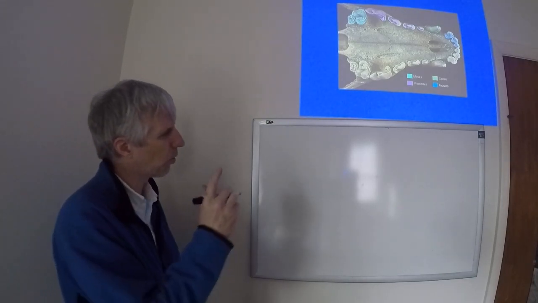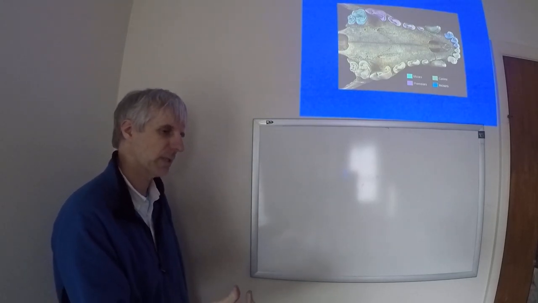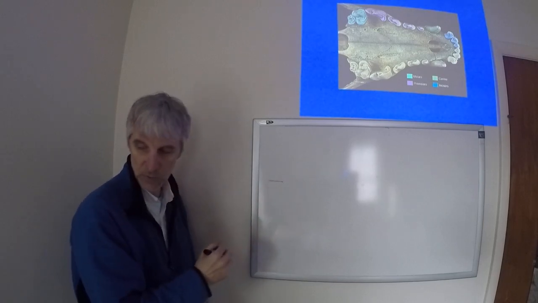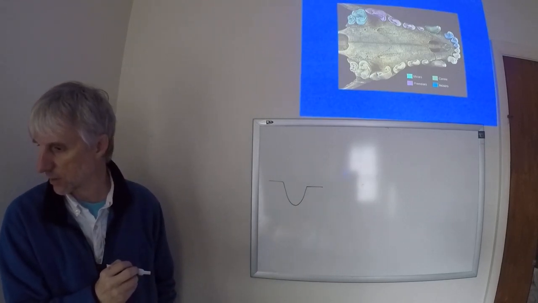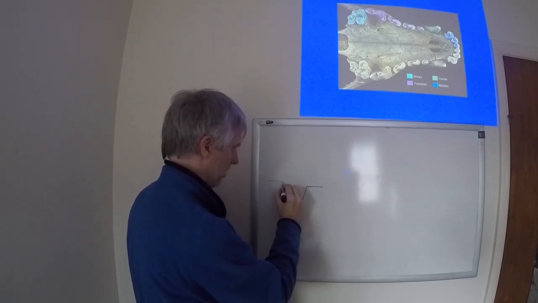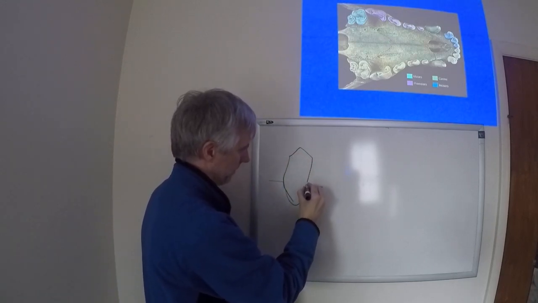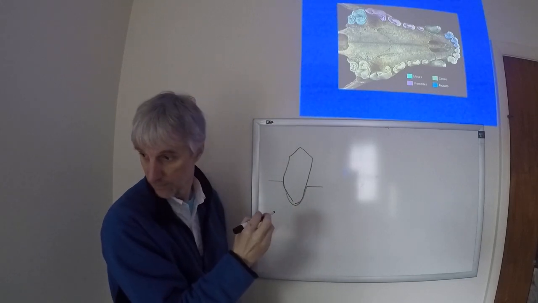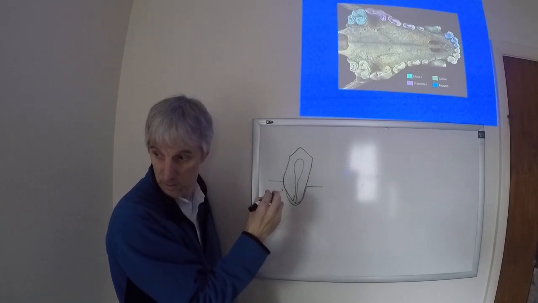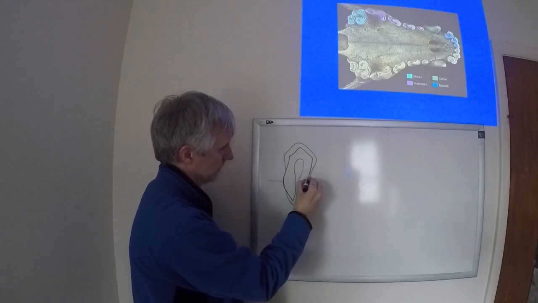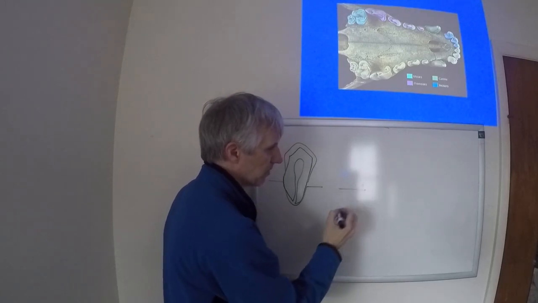The overall tooth shape is a structure that sticks out of the gums. So let's put some gums in here. See if I can draw a nice little tooth. Okay, so that's one type of tooth morphology in mammals.